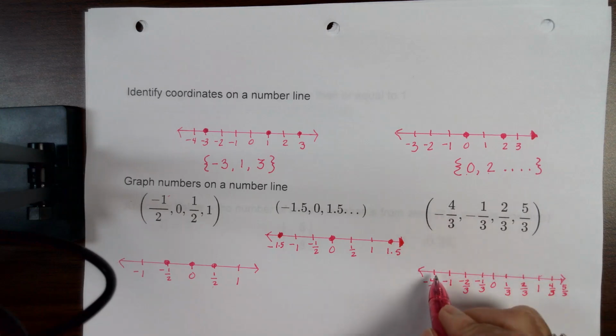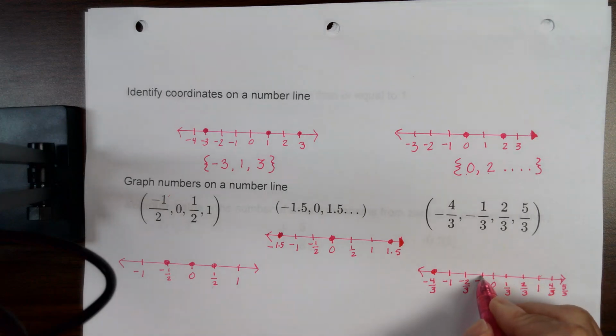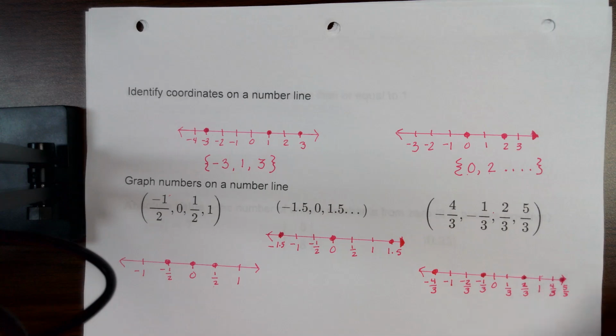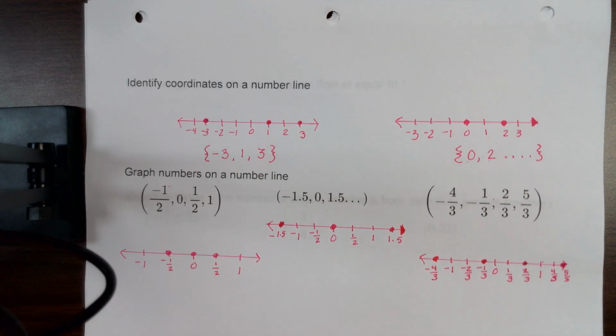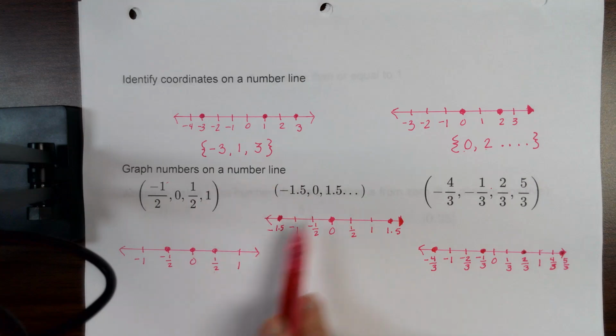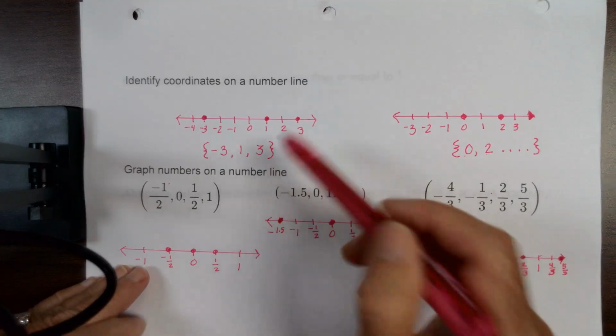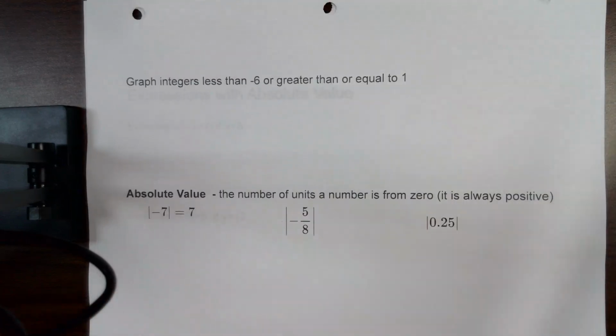So when I highlight these or put a dot on them, I have -4/3, -1/3, +2/3, and 5/3. So that would be putting the rational points on the number line. This is taking a number line and selecting the rational points.